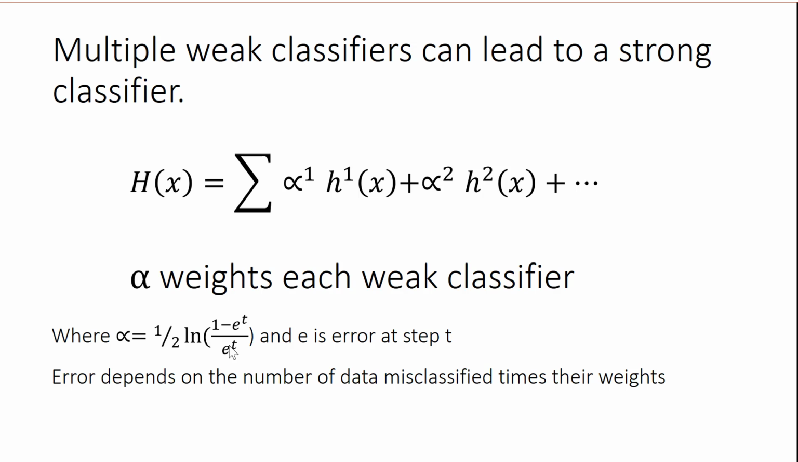So we've got a quarter, and on the top 1 minus a quarter, so that's 3 quarters. So we get log of 3, and a half of that. And it turns out that's 0.54. So alpha, in this case, would just depend on that error. Okay, so it depends on the number of misclassified data times the weights of those data at that time.